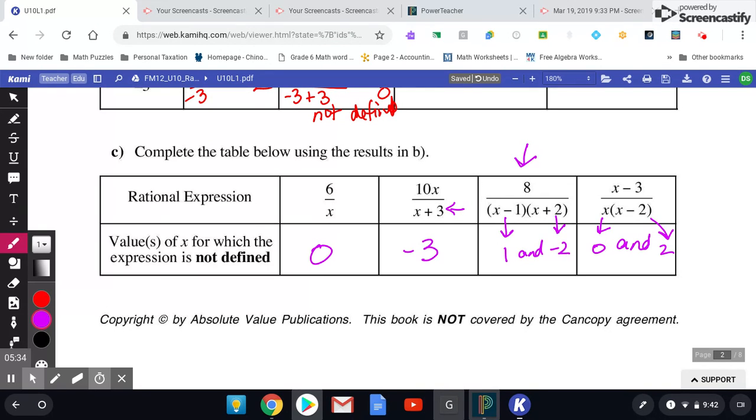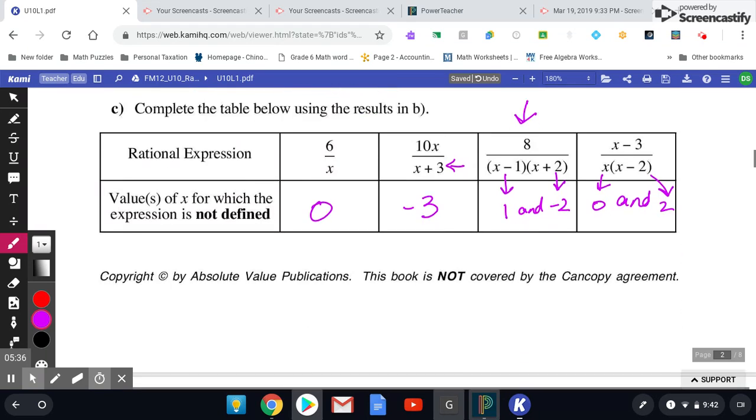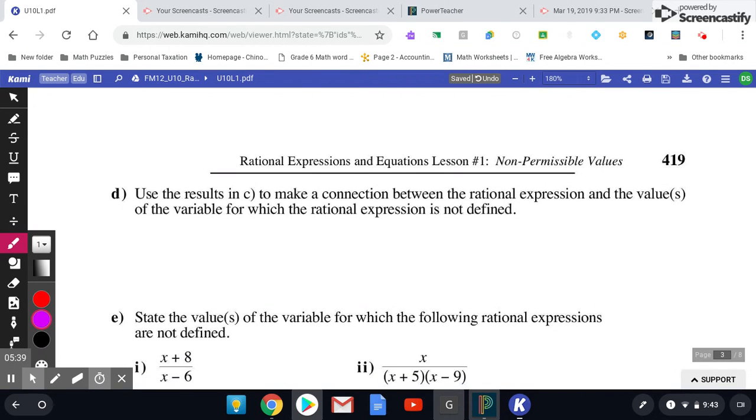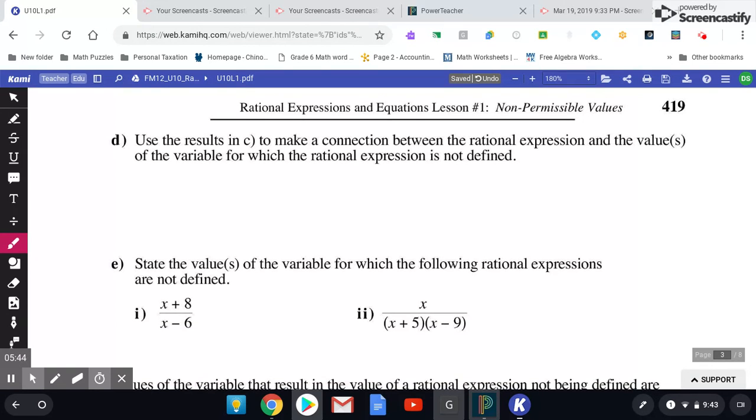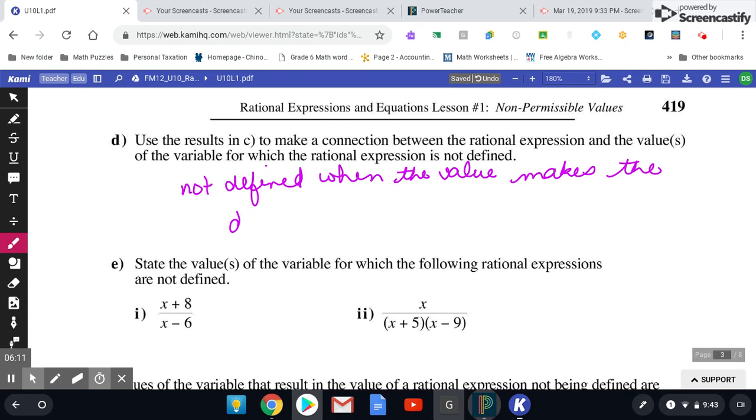All right, let's go and see if we can figure out some more information. It says usually results in C to make a connection between the rational expression and the values of the variable for which the rational expression is not defined. So I'm just going to say it's not defined when the value makes the denominator 0.